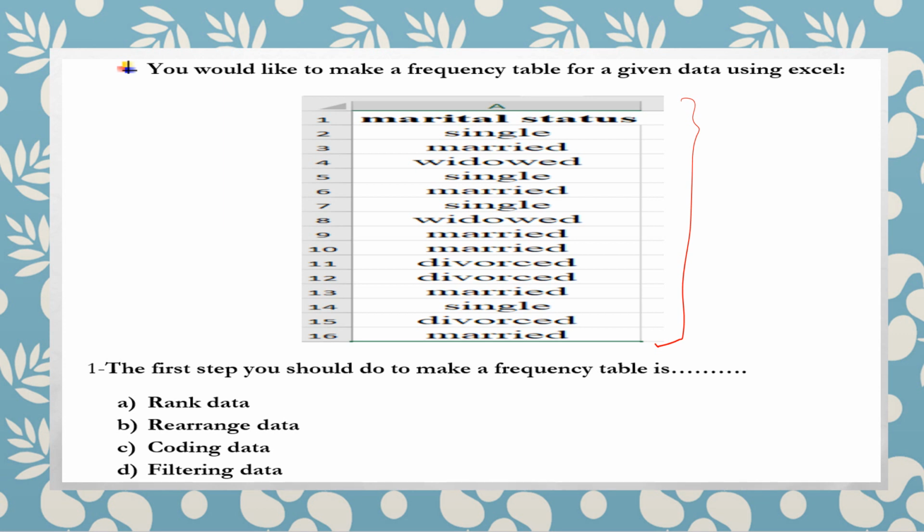We just said that in order to make any statistical analysis on qualitative data, you should transform these data into numeric codes so Excel can understand and make any analysis. So we will transform these data into a numeric form, and this process is called coding data.